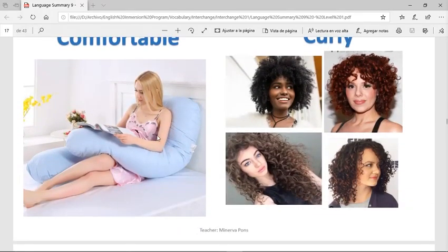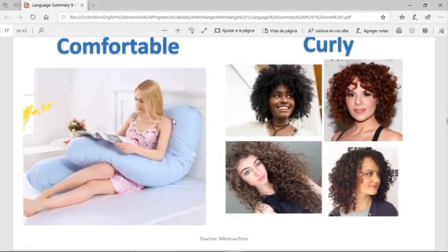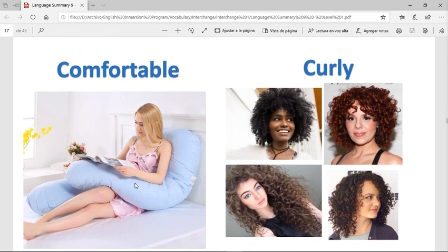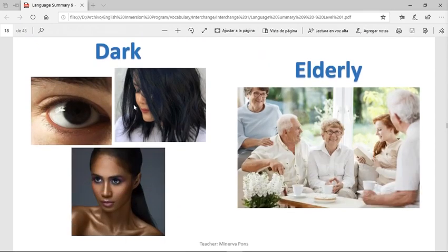Comfortable. This place looks comfortable. Comfortable is when you feel good where you are. Curly. Curly is a type of hair. This is curly hair. These all are types of curly hair. Dark. Dark is like something close to black. For example, you can say that she has dark hair, dark eyes, or dark skin, basically.